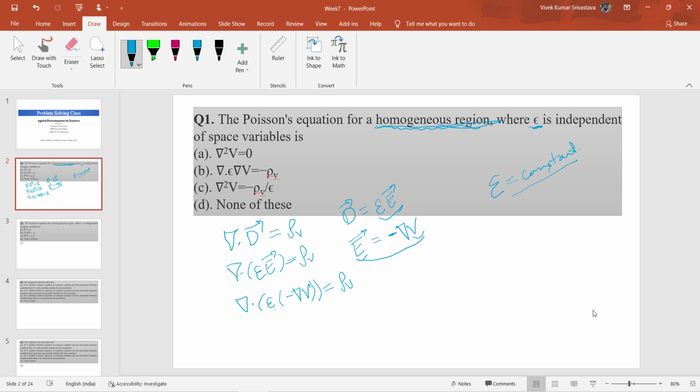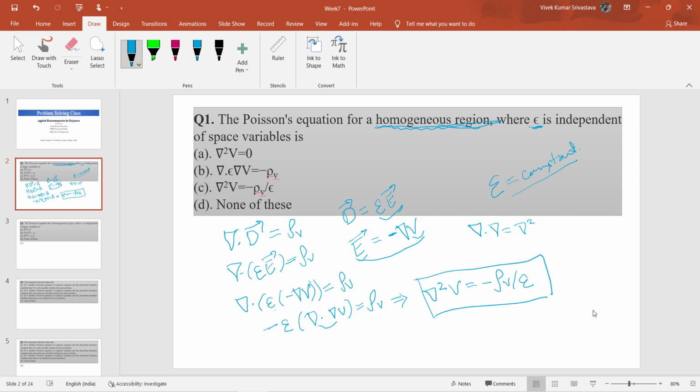So basically we can take epsilon outside. This becomes minus epsilon del dot del V is equal to rho V. This can be further simplified, as we all know that del dot del is defined as del square. So we can replace del dot del with del square, and V is equal to minus rho V by epsilon. So this is basically the Poisson's equation. This is how we can derive the Poisson's equation.